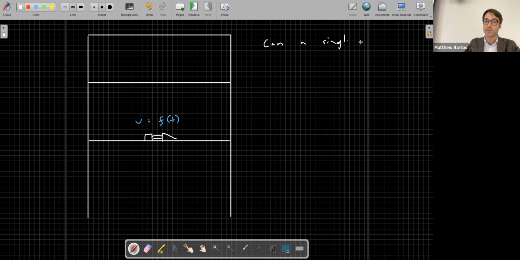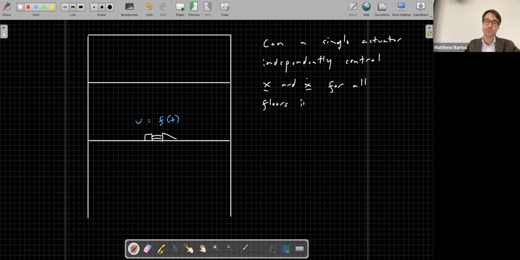So that would be a fundamental question that we're interested in terms of controllability. Can a single actuator independently control x and x dot, our 2 states, for all floors independently? Who thinks that this is possible? Who thinks this is not possible? Okay, so we got 2 votes for impossible. Okay, how many votes for possible? None. Okay, so got some holdouts here. Okay, so that would be a question that we're interested in terms of controllability. We're actually going to examine this towards the end of the lecture today, whether this is possible or not.